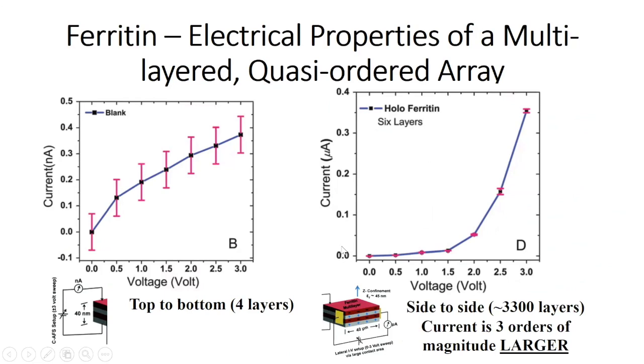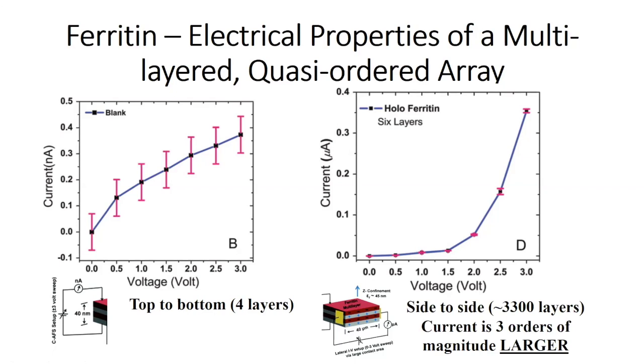That is roughly 3 orders of magnitude greater than the top to bottom measurements, even though there are roughly 3,300 ferritin cores in series between the 2 electrodes, compared to 4 ferritin cores in series from top to bottom. This behavior is consistent with the electrical characteristics of quantum dot arrays and cannot be explained using non-quantum mechanisms, which I will refer to as classical.